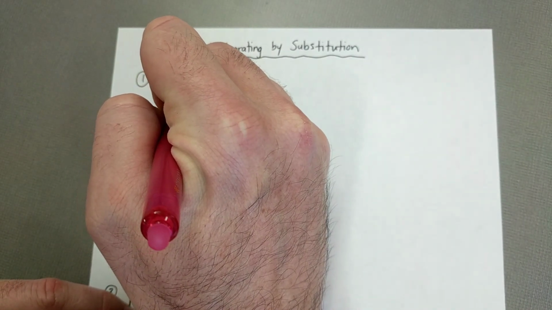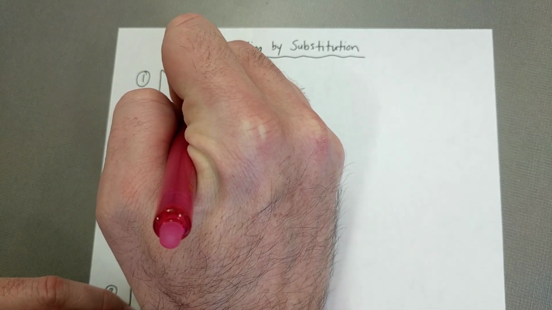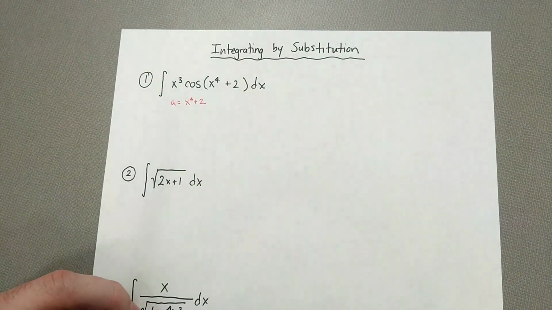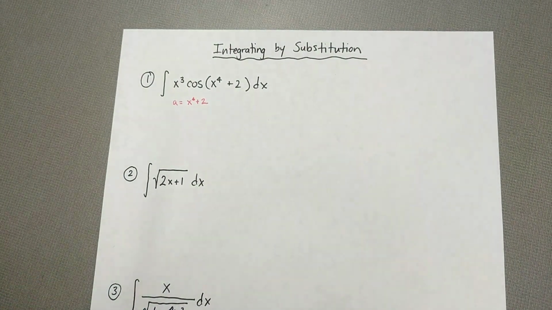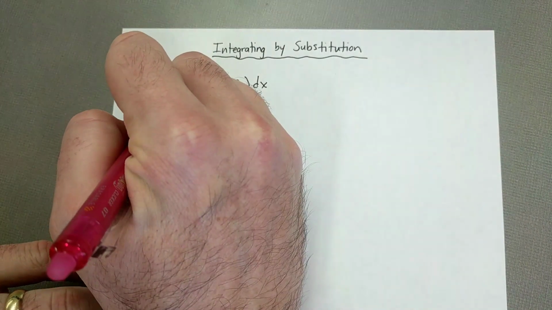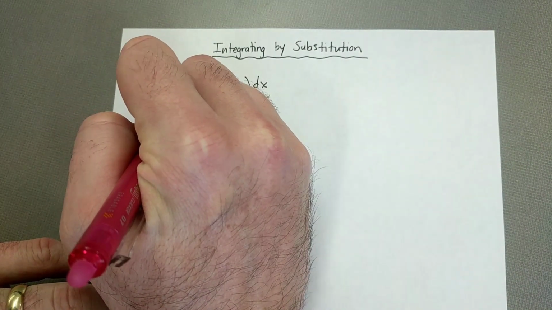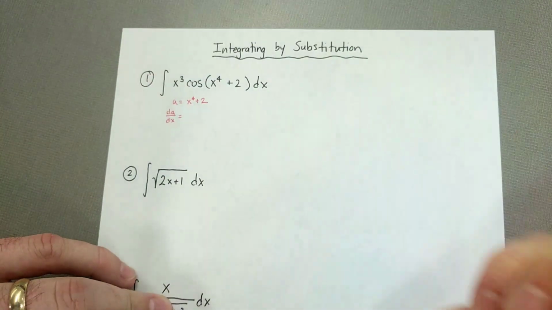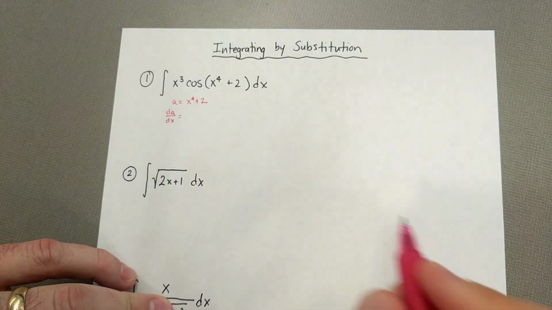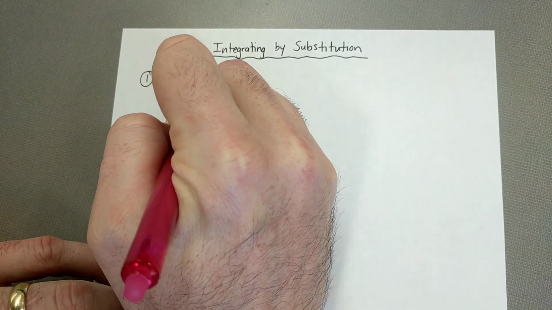So let's start with creating an equation to help us make a substitution. We'll call A x to the fourth plus 2, which means the derivative of A with respect to x is 4x cubed.